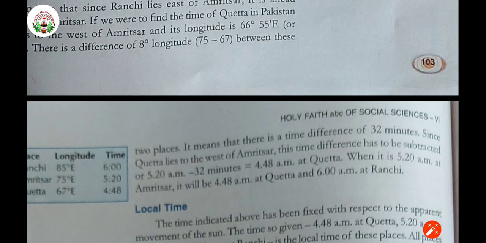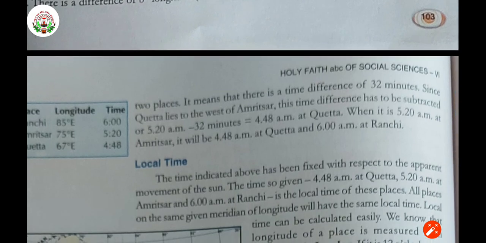Since Quetta lies to the west of Amritsar, you will be subtracting, and to the east side you are going to add, right? So you are going to subtract: 5:20 a.m. minus 32 minutes is 4:48 a.m. at Quetta. When it is 5:20 at Amritsar, it will be 4:48 a.m. at Quetta and 6 a.m. at Ranchi. So the same kind of difference of time you are going to see in particular 3 places nearby.